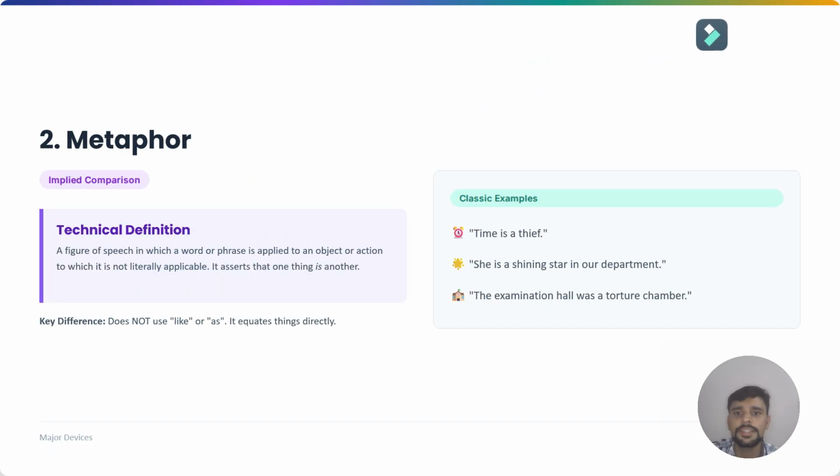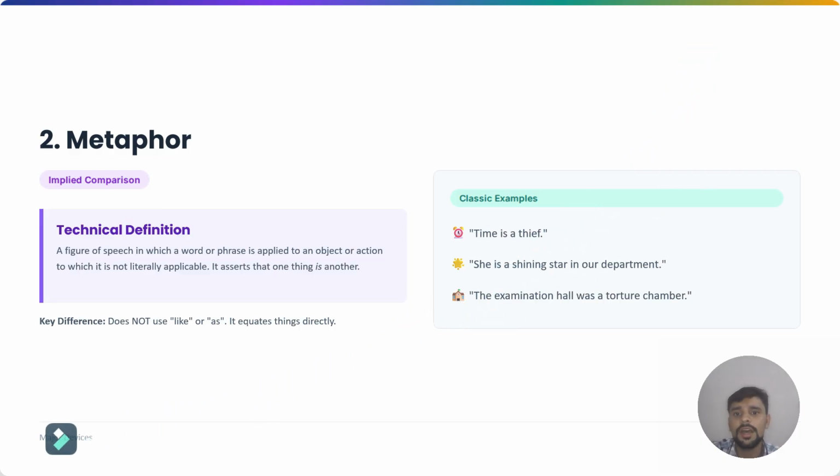If simile says, he fights like a tiger, metaphor says, he is a tiger in battle. There is no like. The comparison is direct. Consider time is a thief. Time isn't literally a criminal, right? But what does a thief do? A thief takes something from us. Time takes moments from us.